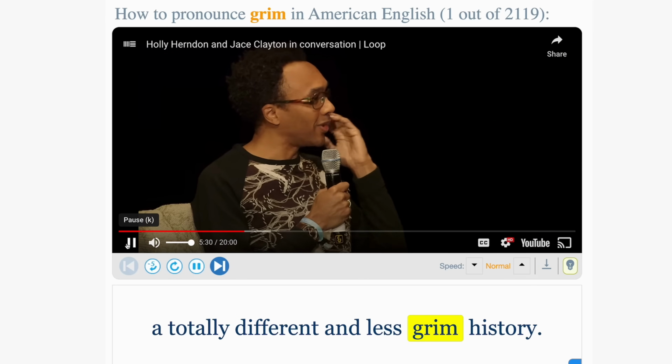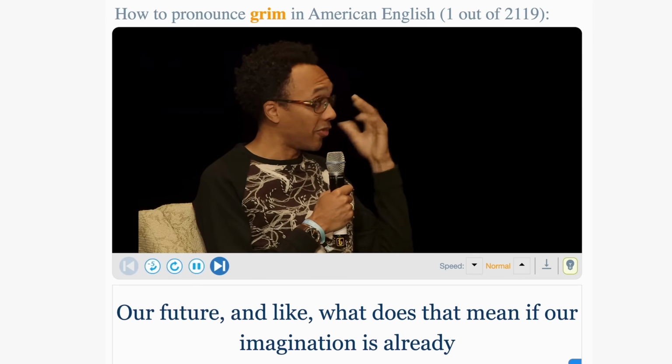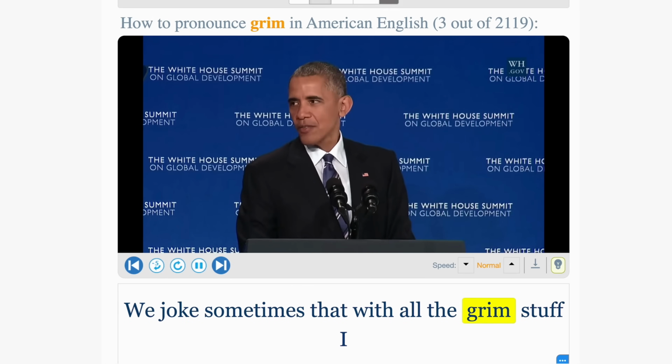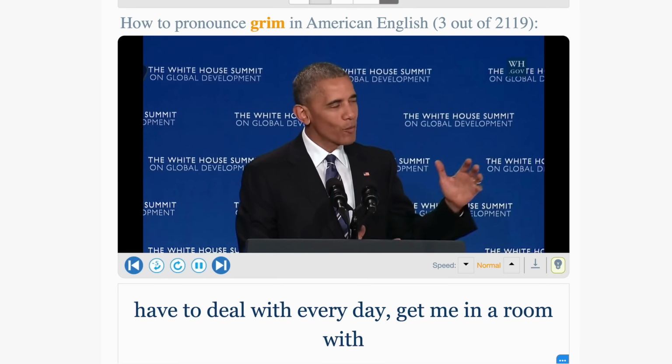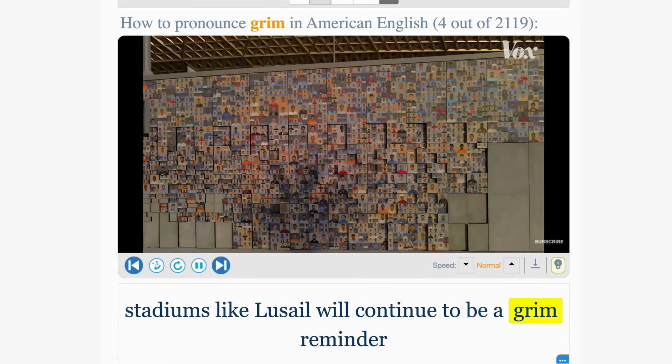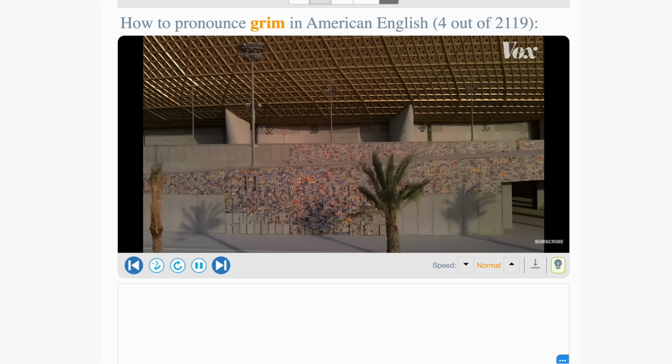Envisioning a totally different and less grim history or future. We joke sometimes that, you know, with all the grim stuff I have to deal with every day, get me in a room with some young people. Stadiums like Lusail will continue to be a grim reminder that it all came at a human cost.